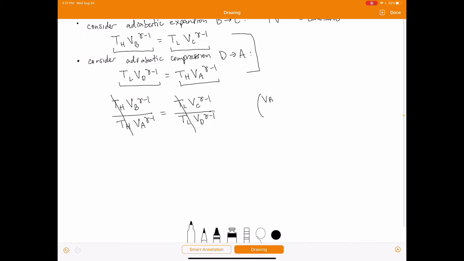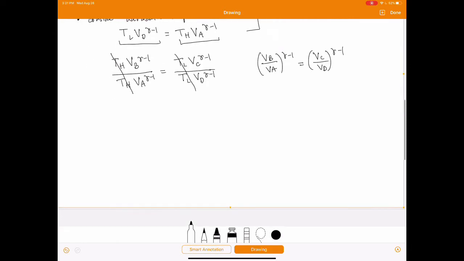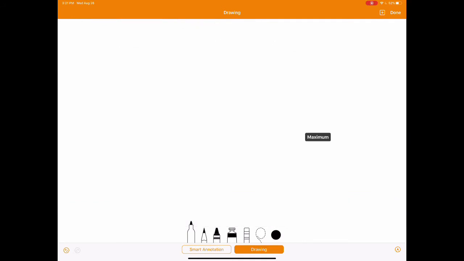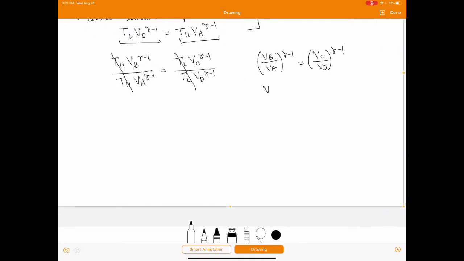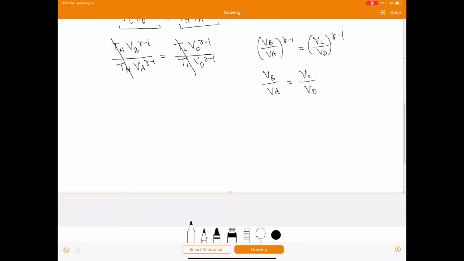And what we have is VB divided by VA to the gamma minus 1 is equal to VC divided by VD to the gamma minus 1. So that just means that VB over VA is equal to VC over VD, which, guess what, means natural log VB over VA is equal to natural log VC over VD.